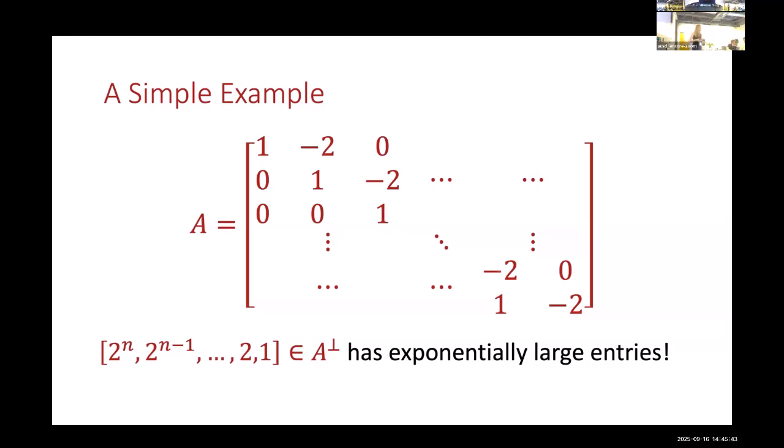And it generates the kernel? Is that the only vector in the kernel? That's right. It's the maximum. Yeah, so it has exponentially large entries. We can't bound this by poly n.